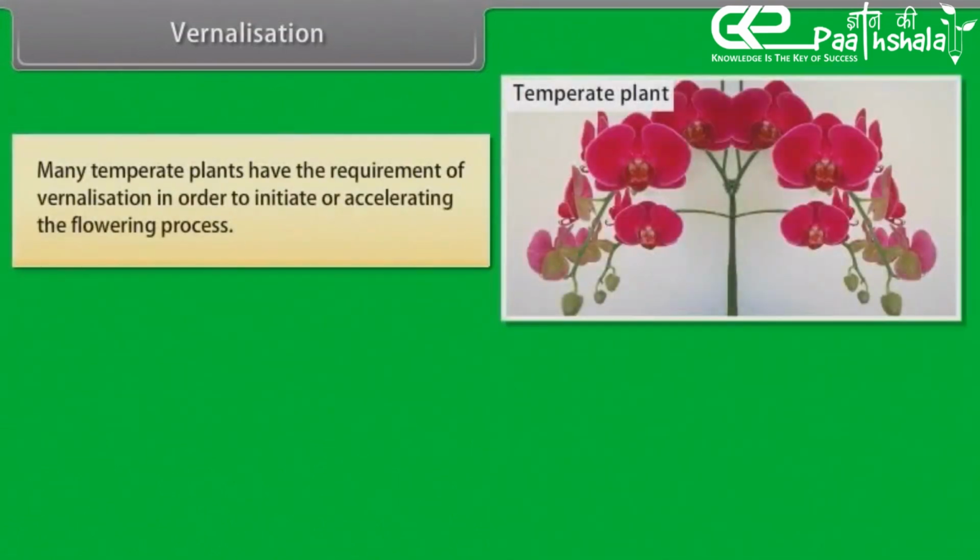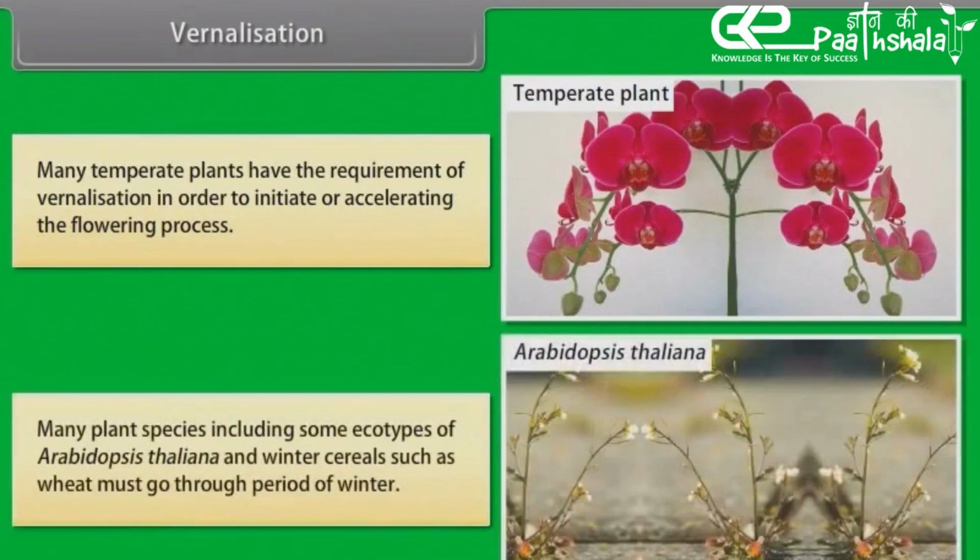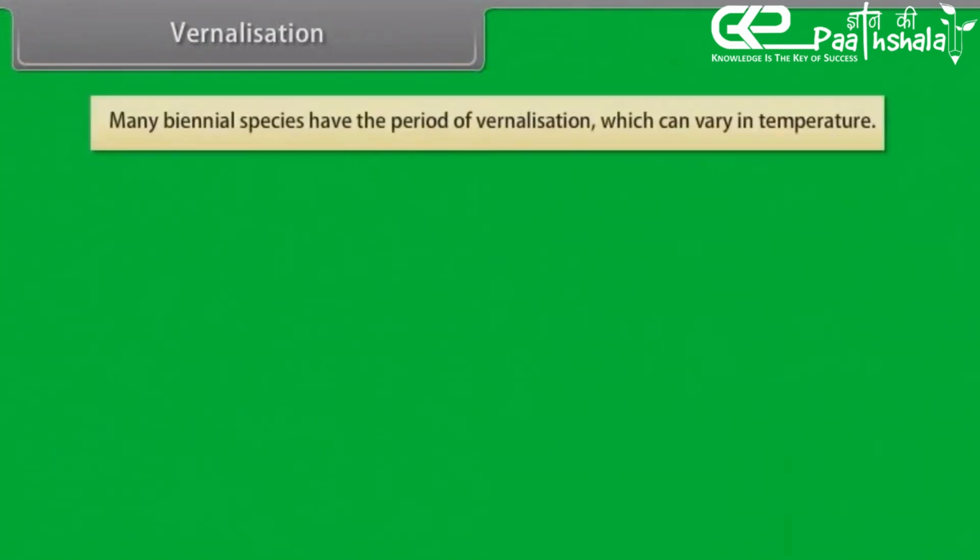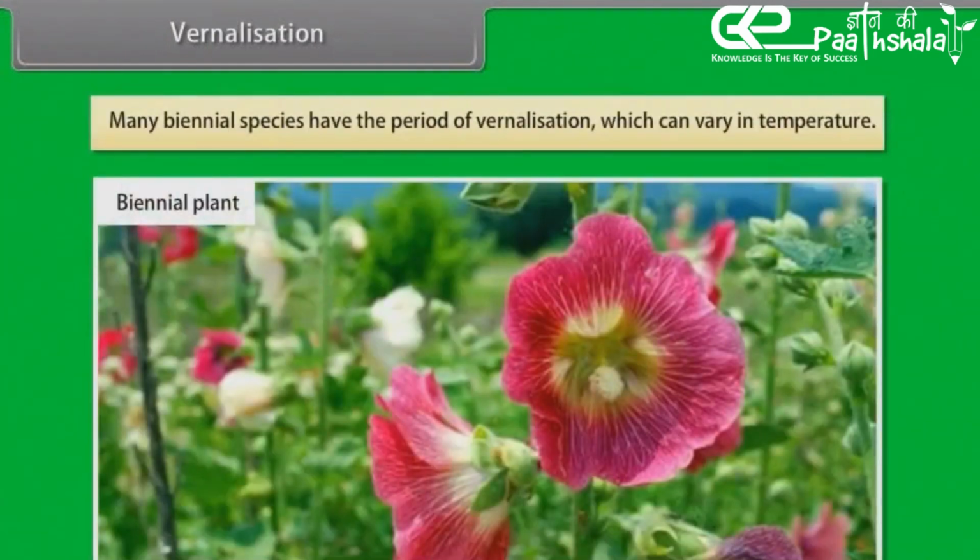Many temperate plants have the requirement of vernalization in order to initiate or accelerate the flowering process. Many plant species, including some ecotypes of Arabidopsis thaliana and winter cereals such as wheat, must go through a period of winter. Many biennial species have the period of vernalization, which can vary in temperature.